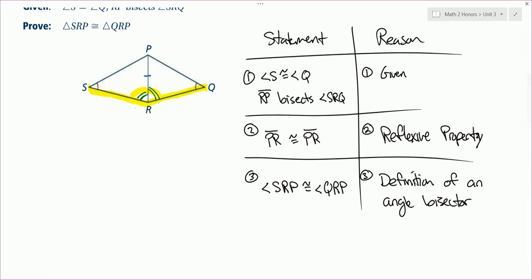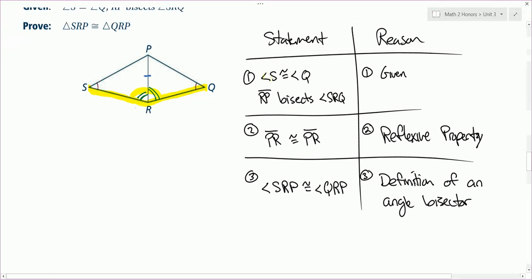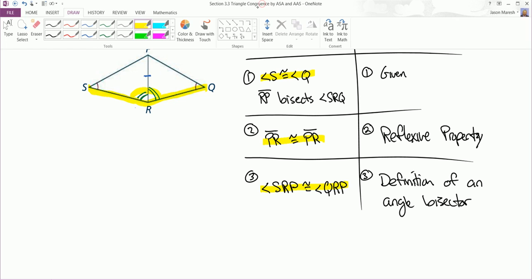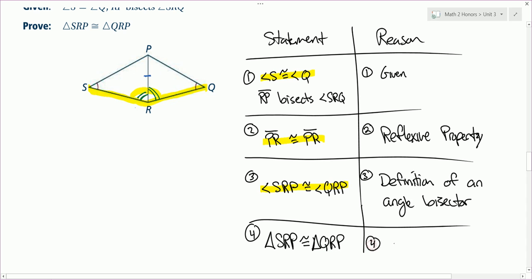So now we have in our statements our two angles and our side in the order angle, angle, side. So we can finish our proof by saying that triangle SRP is congruent to triangle QRP, and the reason is angle, angle, side congruence.